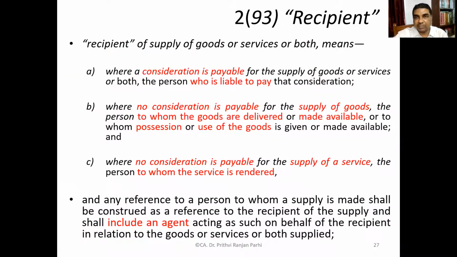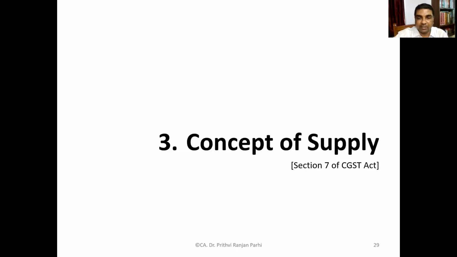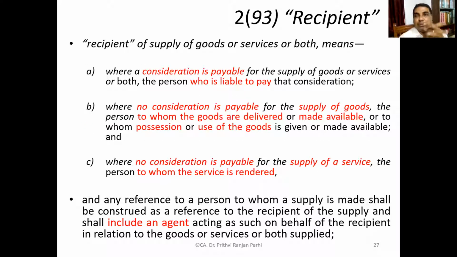A few other definitions we have already discussed earlier. Now, this is the point which we are discussing: how to know who is the recipient in the context of a supply. You see this definition, Section 2, clause 93, talks about recipient. In fact, it has been divided into three parts. The first situation is where there is a consideration payable, that is, consideration payable in the context of a supply.